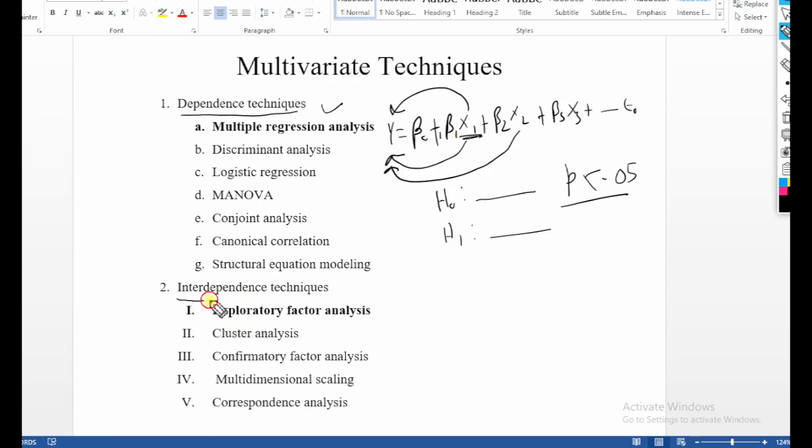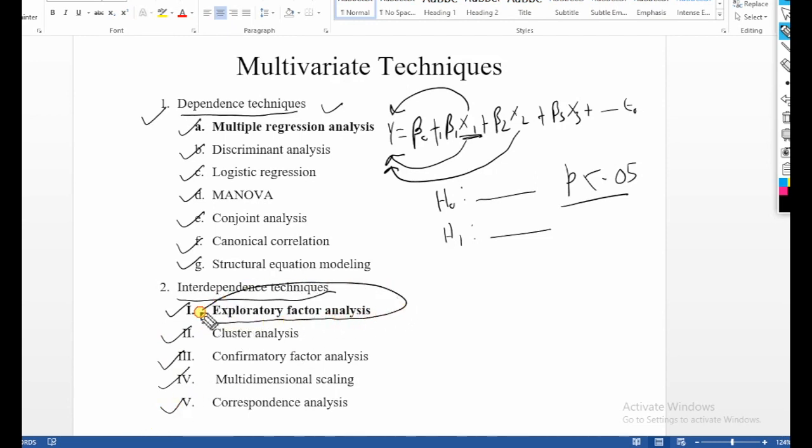But in the interdependence technique, we do not find any relationship between two or more variables. The purpose of the interdependence technique is different from the dependence technique. The dependence techniques are multiple regression analysis, discriminant, logistic, MANOVA, conjoint, canonical, and structural equation modeling. The interdependence techniques are exploratory factor analysis, cluster analysis, confirmatory factor analysis, multidimensional scaling, and correspondence analysis.